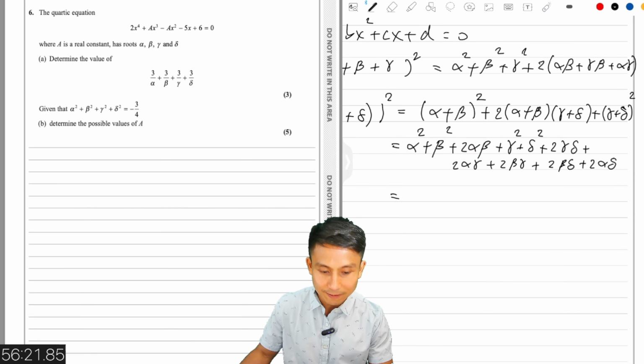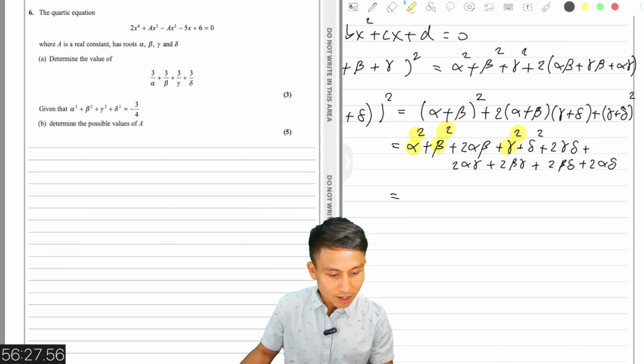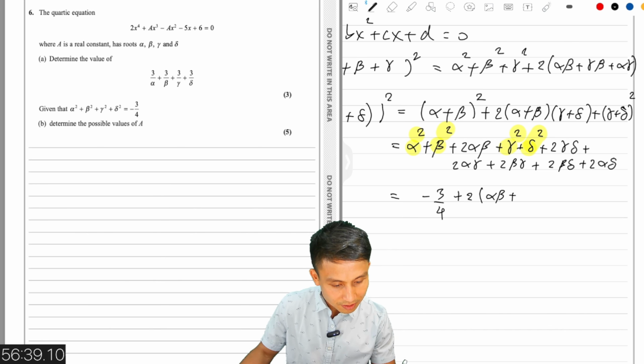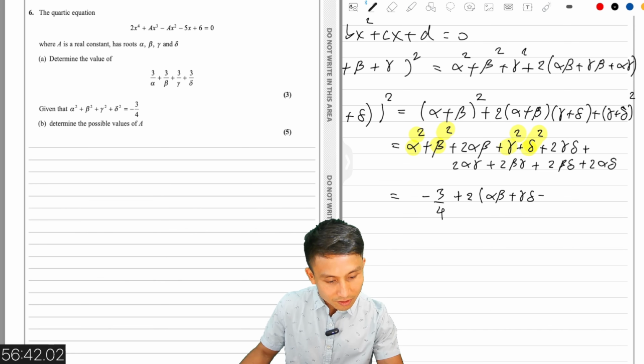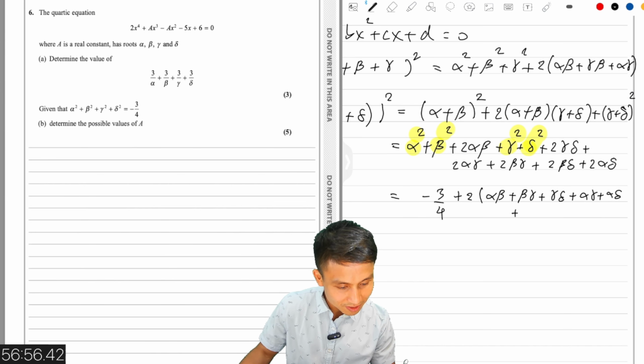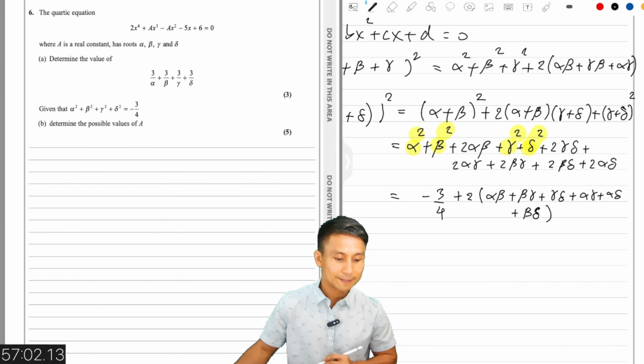Okay, so this is basically, we already have this. These yellow highlighted terms add up to minus 3 over 4 as given, right? And then we just factorize the 2 out. Wait, hang on, 2 out. And then we have what? Alpha beta plus beta gamma plus gamma delta plus alpha gamma plus alpha delta. Is that all? Another term plus beta delta, right? Yeah. Okay.